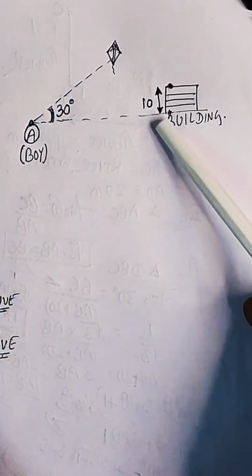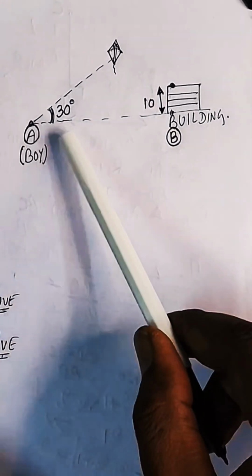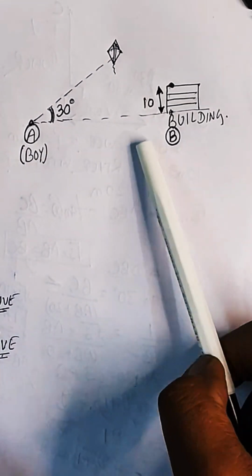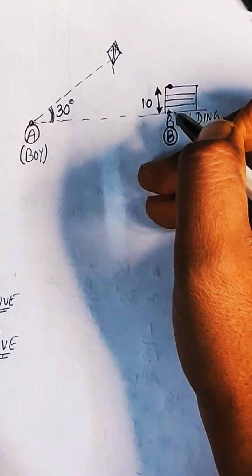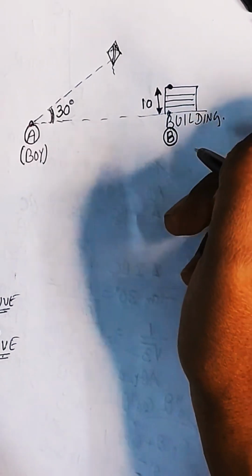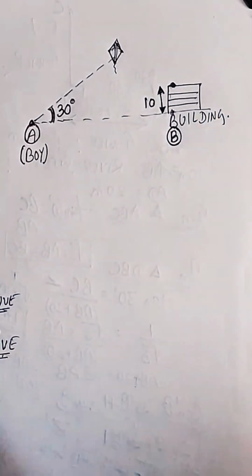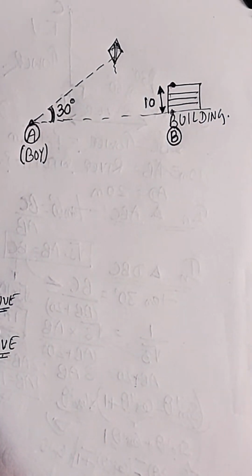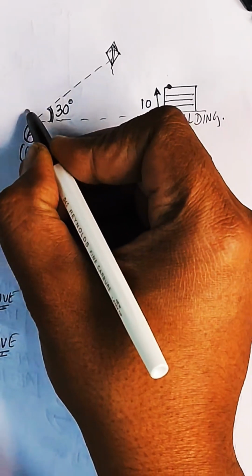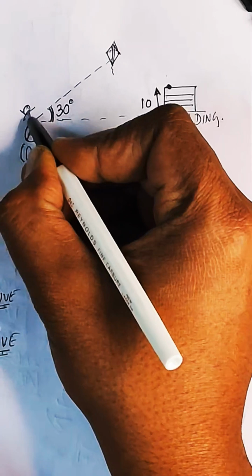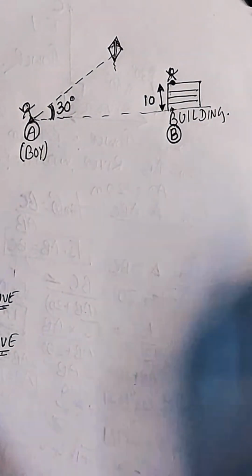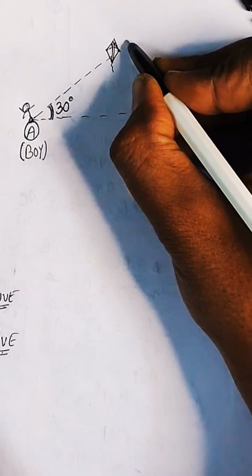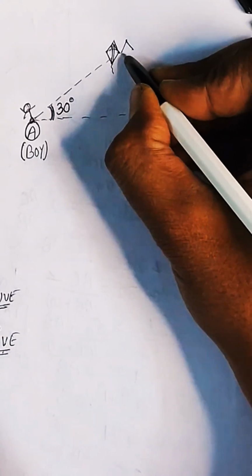Now this boy is also flying a kite, standing opposite to the first boy, at an angle of elevation of 45 degrees. Both the boys are on opposite sides of both the kites. Find the length of the string that the second boy must have so that the two kites meet. The boy standing here is boy A, and the boy on the roof of the building is flying the kite, and the kites should meet.